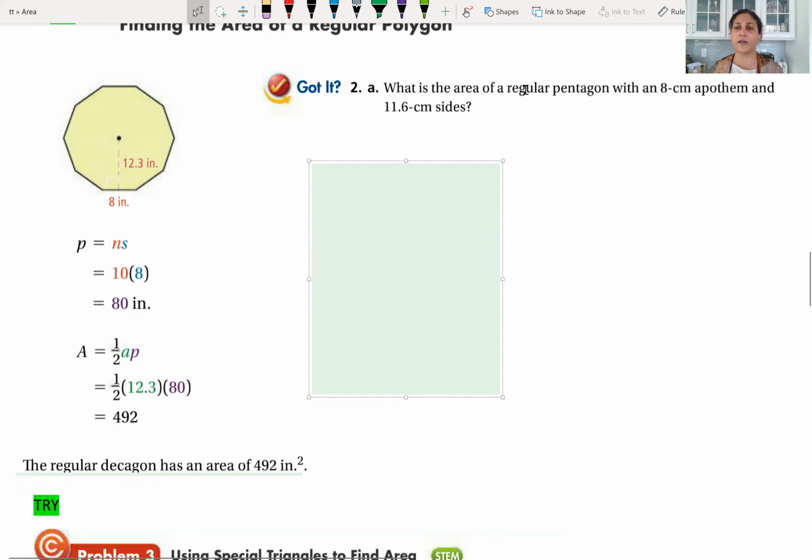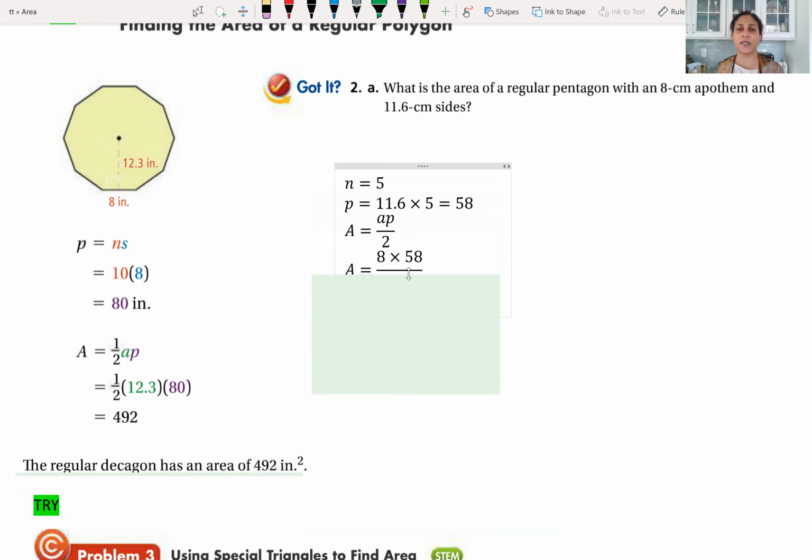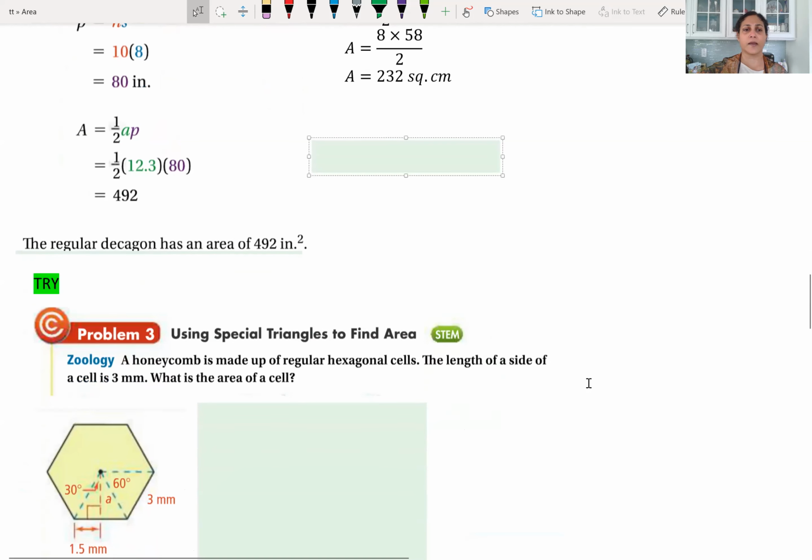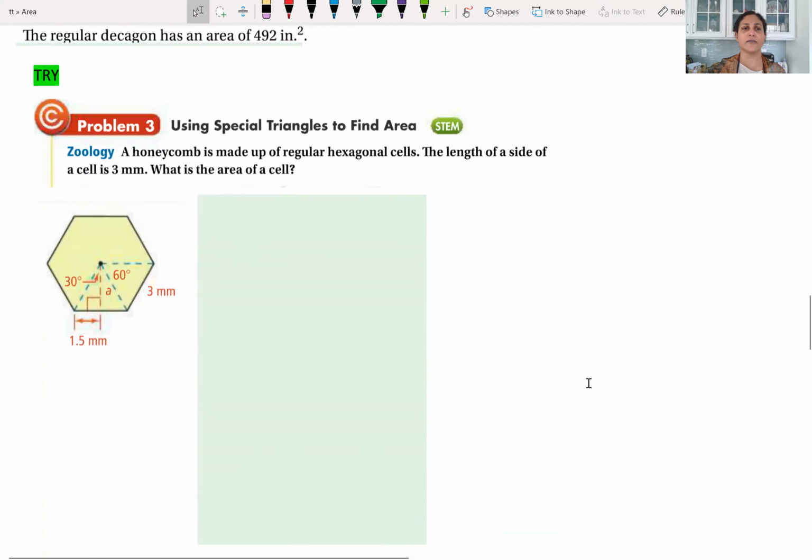In the next one, we have a regular pentagon. The apothem is 8 and each side is 11.6. So if n is equal to 5, then the perimeter is 11.6 times 5, which is 58. And that's the formula. You're going to plug in for A times P divided by 2, and the answer is 232 square centimeters. All right, so now it becomes a little bit more difficult.